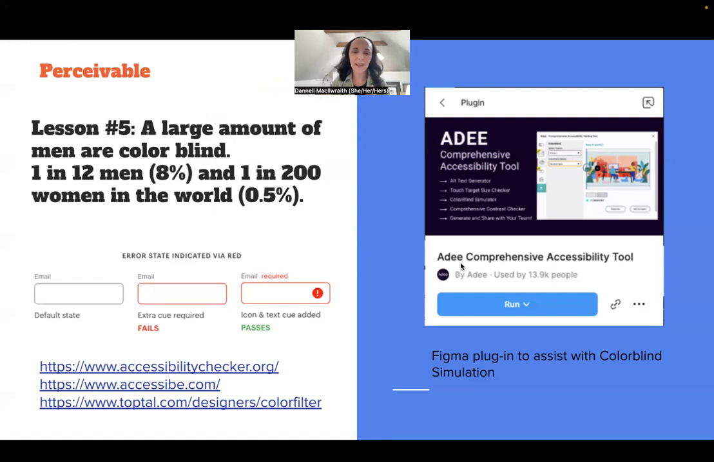So lesson 5 is I learned a large amount of men are colorblind. So 1 in 12, that's 8%. Someone in our CoP, a male, was colorblind, and it was great to have this open discussion with him about what he sees in some of his life experiences of being colorblind and how design affects that.